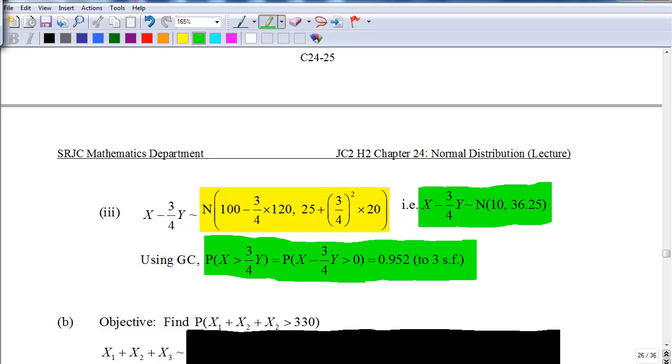Now remember this, whenever you're using a GC, you have to state. Okay, so that's why in your notes you have been saying using GC, and so on. Alright?